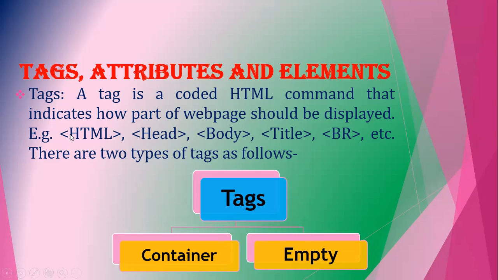Here you can see the examples: HTML tag, head tag, body tag, title tag. All these 4 tags are container tags. They are required to be opened as well as to be closed by using forward slash. And BR is an example of empty tag.